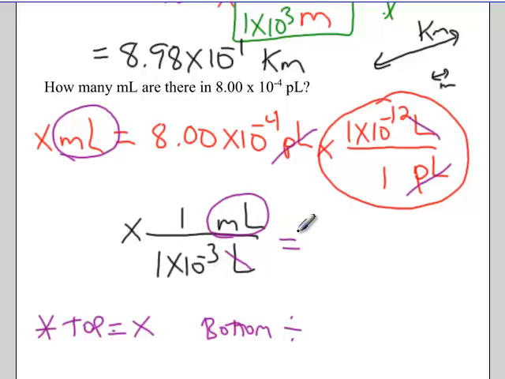If you do it this way, you only hit the equal sign one time. So I would go from left to right the way the problem is written. If you have a number in the top, multiply it. If you have a number in the bottom, divide it. And then your calculator answer should be, in this case, 8 times 10 to the negative 13th milliliters.